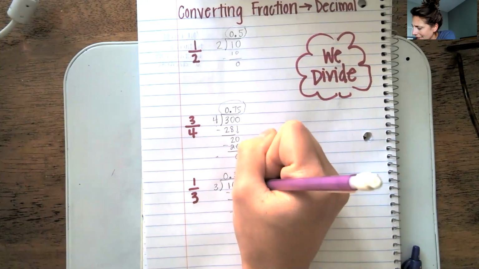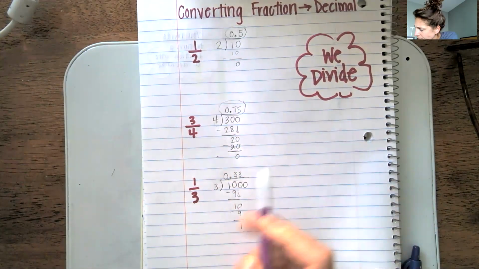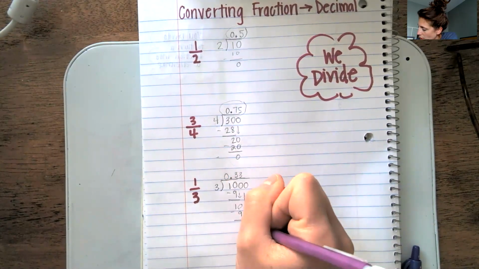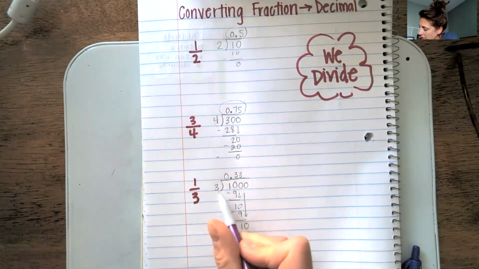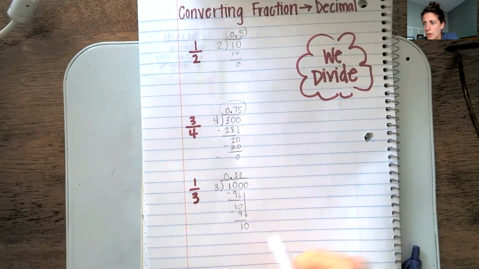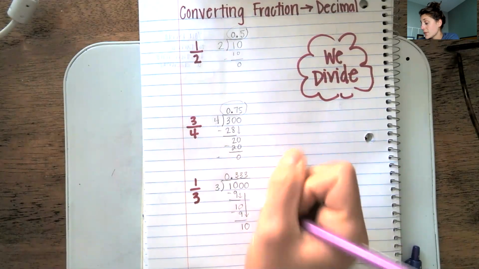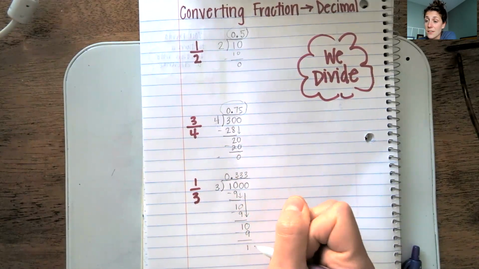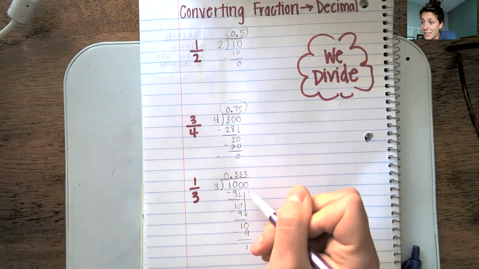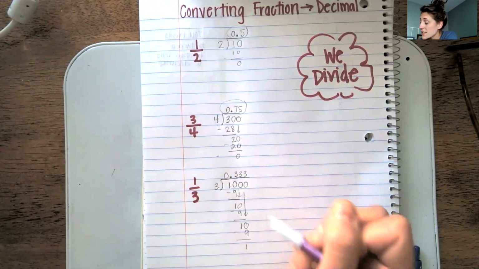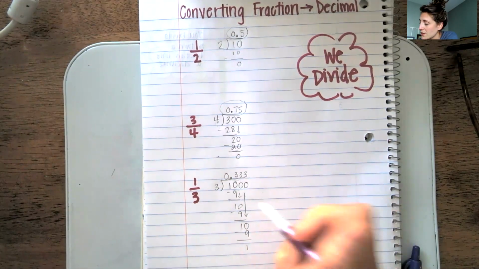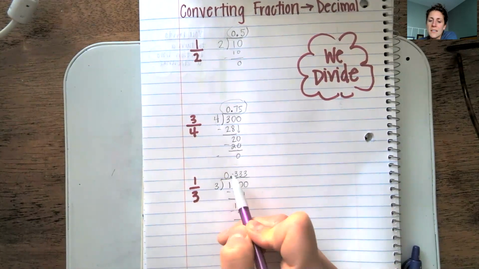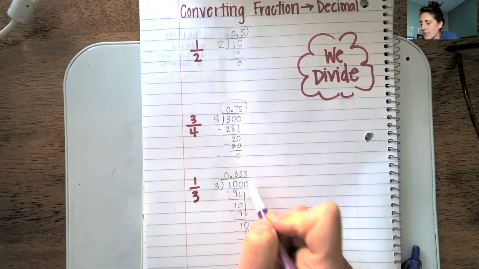Okay, so I'm going to add my 1,000th now. Bring that all the way down. So how many times does 3 go into 10? 3 times. 3 times 3 is 9. 10 minus 9 is 1. Okay, I see a pattern. Because if I keep going like this, I'm just going to keep adding on to my parts, and I'm going to keep ending up with 1 as remainder. So I can safely say that 1/3 is 0.3333, and it's just going to keep going.